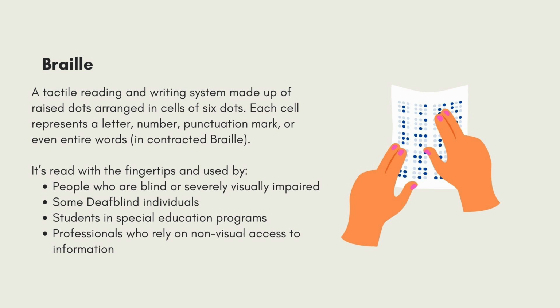Now let's take a closer look at the different accessible formats. So let's begin with Braille, which is a tactile reading and writing system that's made up of raised dots arranged in cells of 6 dots. So each cell represents a letter, number, punctuation mark, or even entire words. It's read with the fingertips of the individual, and it's used typically by people who are blind or severely visually impaired, some deafblind individuals, students in special education programs, and professionals who rely on non-visual access to information.